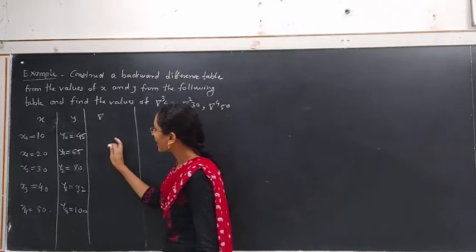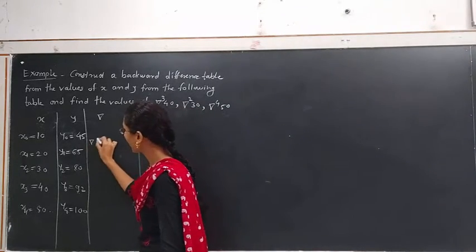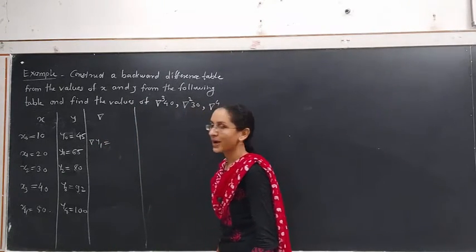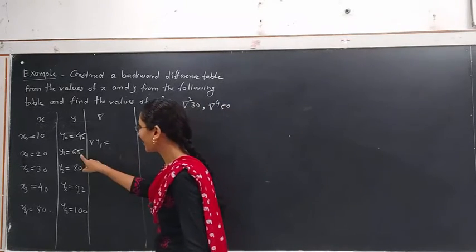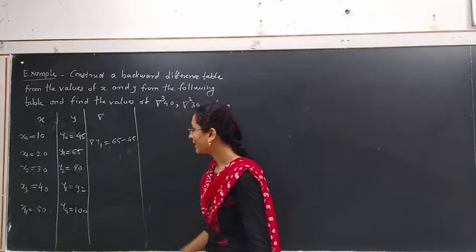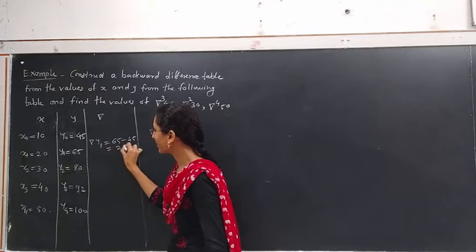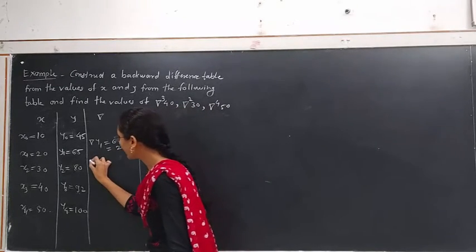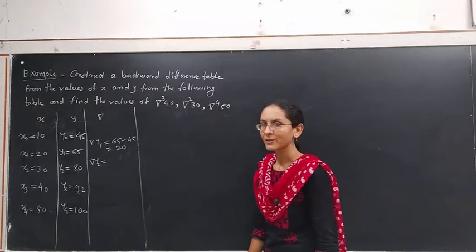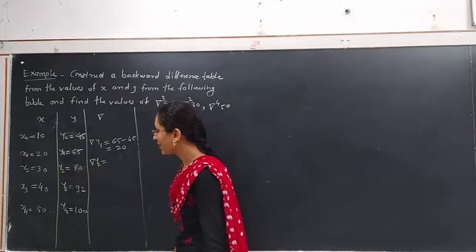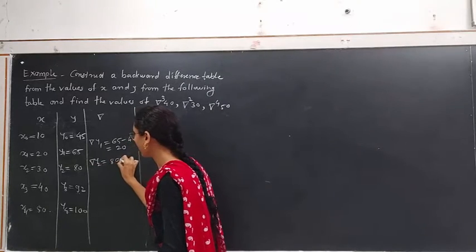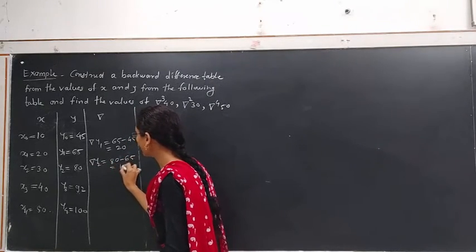In the third column, we get del y1, which is equal to, what is the formula? That is y1 minus y0. What is the value of y1? 65 minus 45, which is 20. Hence we get del y1 is equal to 20. Next we get del y2, the formula is y2 minus y1. y2 value is 80, y1 value is 65. Hence difference is 15. 80 minus 65 is equal to 15.